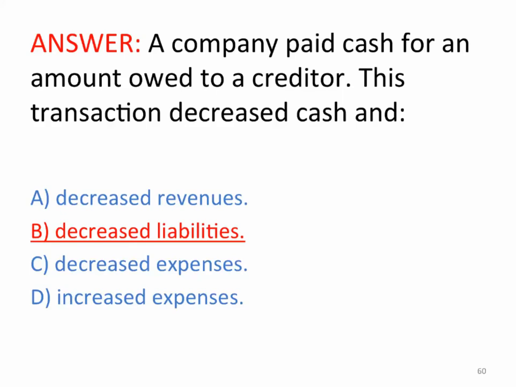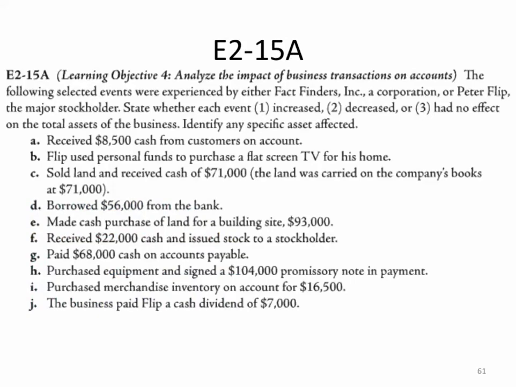Okay, yes. The answer is B, decreased liabilities. Would that be accounts payable or accounts receivable? Yes, it's accounts payable. So a creditor is accounts payable. If we're paying off a creditor, that's accounts payable. So we pay out the cash and we reduce the amount we owe the creditor. Oh, yeah. Okay. Good point.